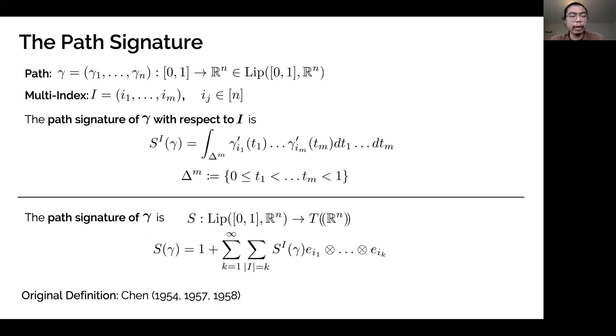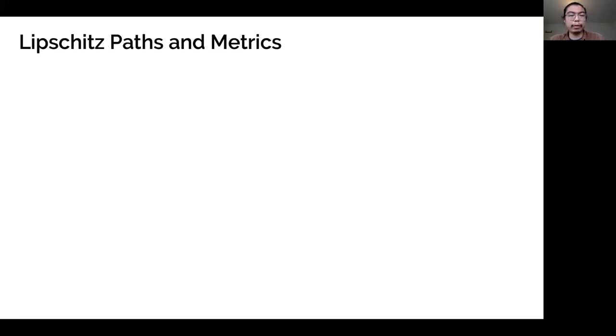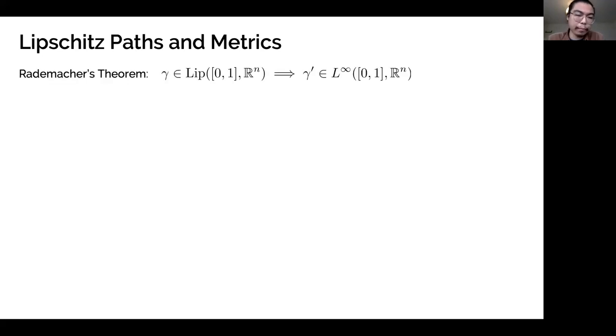The original definition was given by Chen in the 50s. At this point, he was mainly studying, he wanted to characterize those paths evolving over manifolds. But as I mentioned, this led to the development of rough paths by Terry Lyons in the late 90s. And so in this Lipschitz setting, I just want to go over some of the metrics that we can use, because this will be used later on.